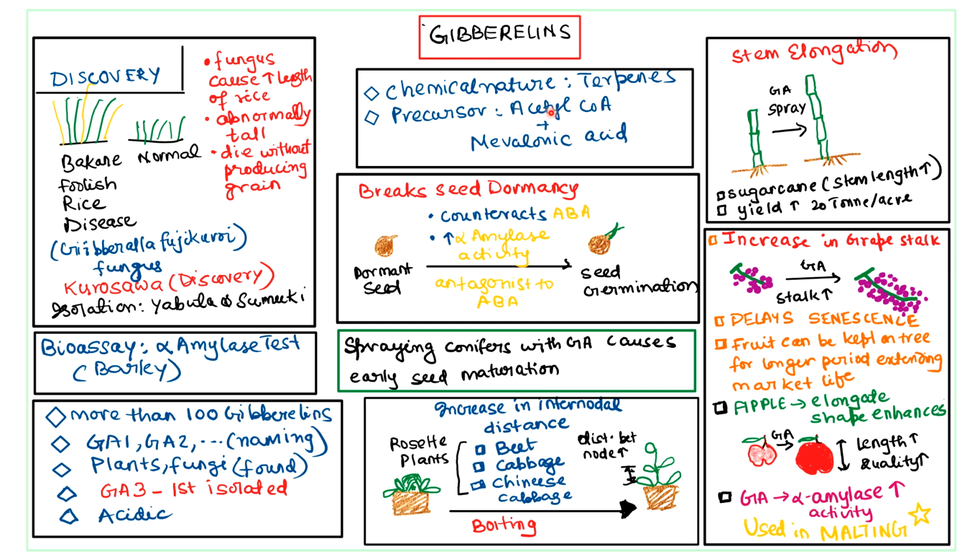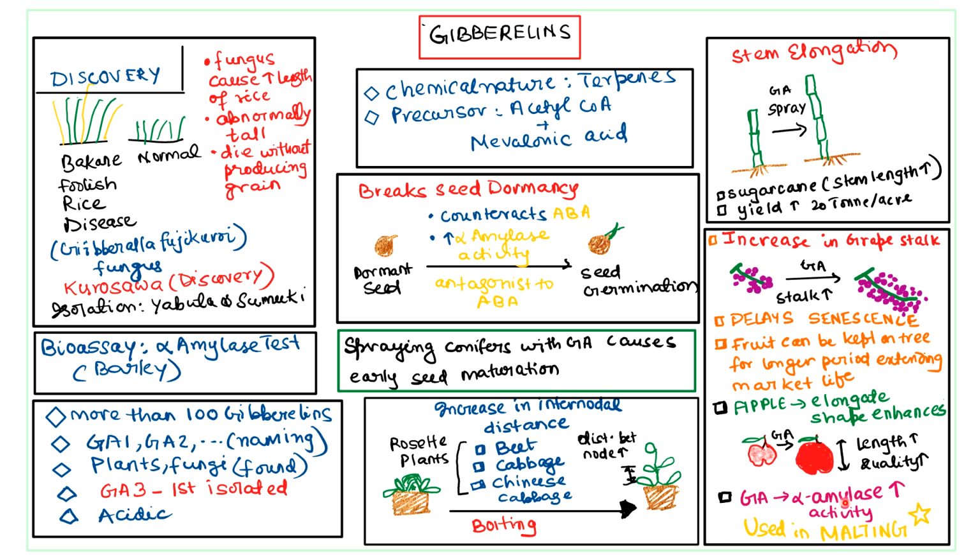Also, gibberellic acid delays senescence. Like old age, it is prevented or delayed because of the action of gibberellic acid. As a result, fruit drop can be prevented when you spray gibberellic acid. They can be kept on the tree for a longer period, extending their market life. It has also been seen that in apples, when gibberellic acid is sprayed, the length of the apple increases. Even the quality, shape and appearance are enhanced as a result.